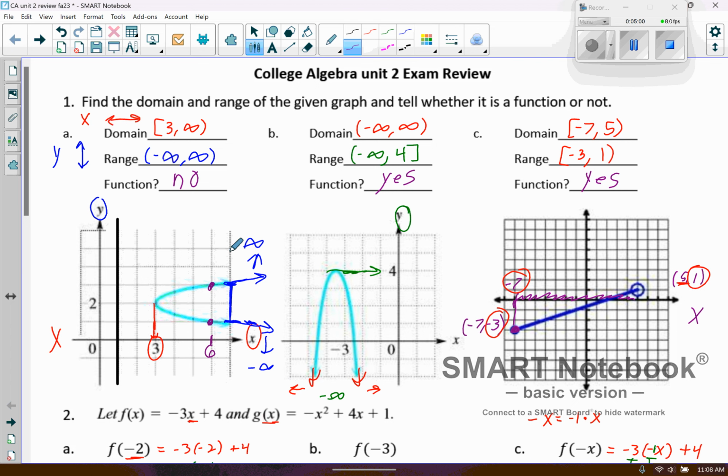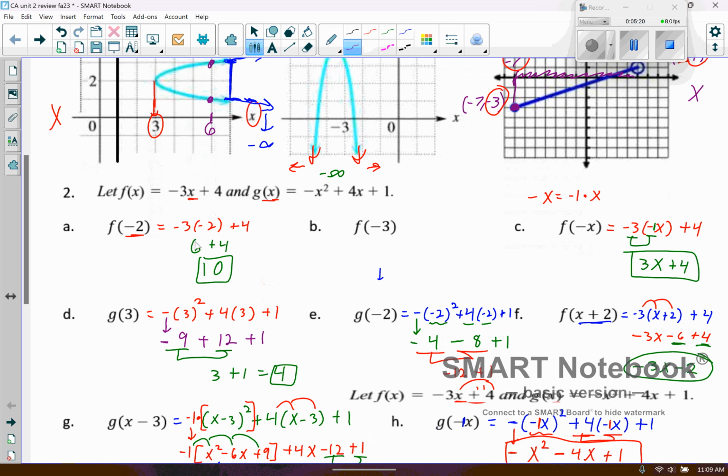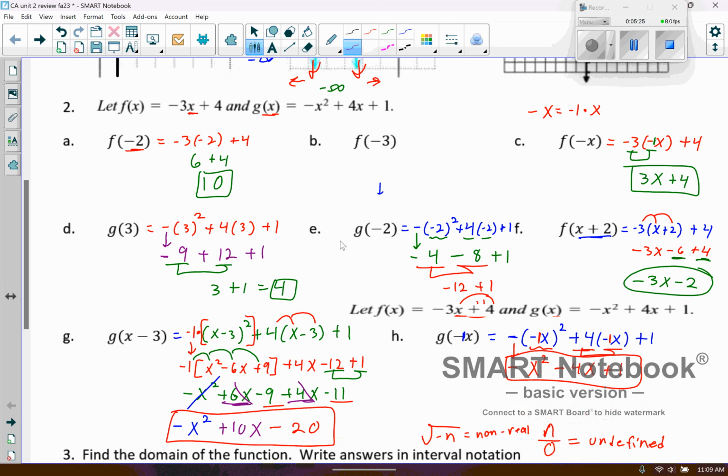So functions are typically used to gather information. And if you're getting conflicting results, then that information might not be very useful, right? So, not that there's not an equation for this graph, because there is. It just doesn't qualify as a function. Okay, then down here we did basically just function notation, plug some things in.